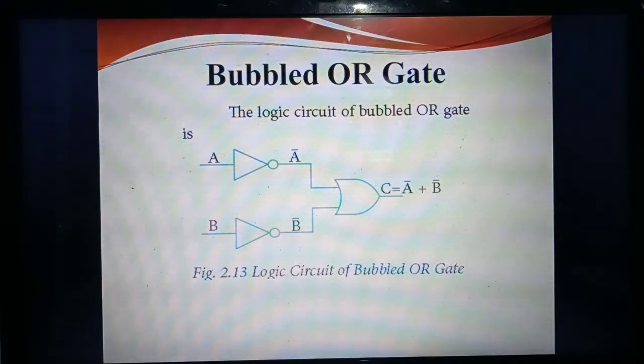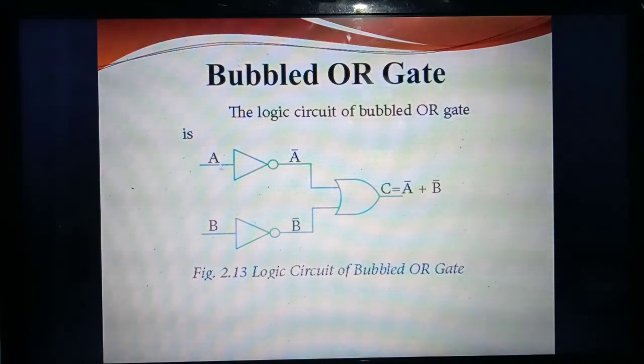Which gate are you going to draw? OR gate. The bubbled OR gate is obtained by a combination of the NOT gate as well as the OR gate. Listen carefully. First, which gate do you need to draw? NOT gate. NOT gate followed by OR gate, you will get which gate? Bubbled OR gate.